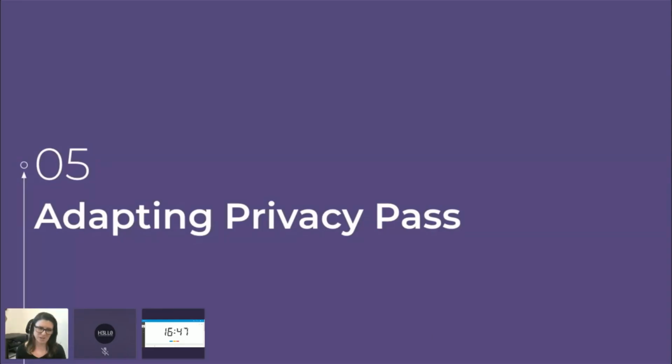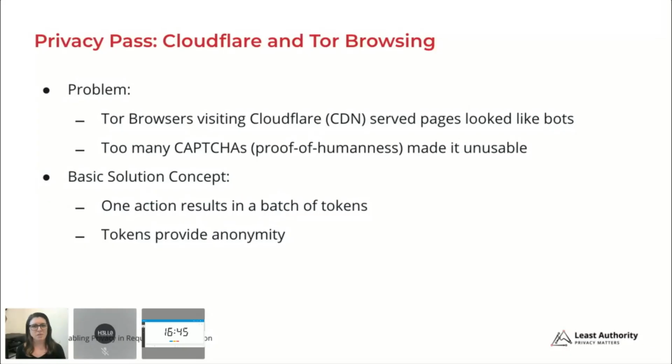So, okay, now adapting privacy paths. Privacy paths originally came from Cloudflare and Tor browsers, an issue that was there. The problem was that Tor browsers visiting Cloudflare, which is a CDN, a content delivery network, could be mistaken for bots just due to the anonymity of the Tor browsing network. And so they were being served too many CAPTCHAs, where a CAPTCHA is a proof of humanness, and that basically made it unusable.